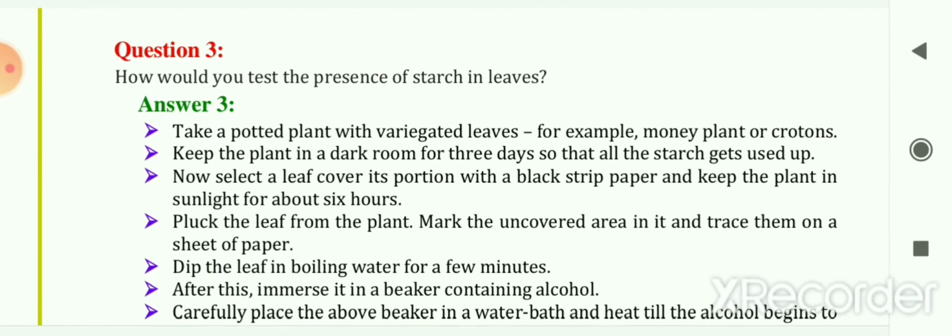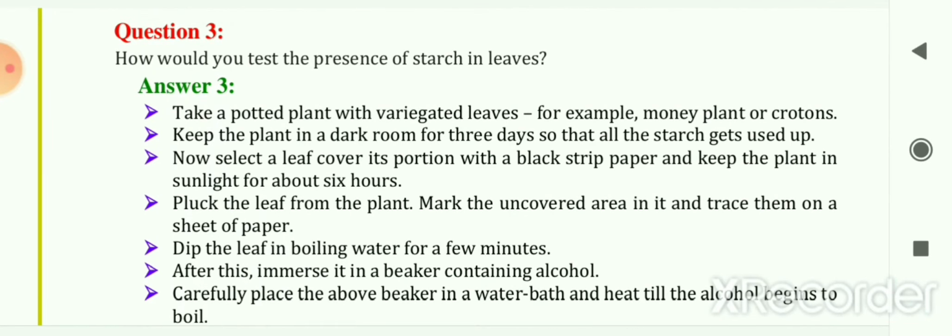The next question is, how would you test the presence of starch in the leaves? So for that, take a potted plant with the variegated leaves, for example money plant or croton, that means colorful leaves. Keep the plant in a dark room for 3 days so that all the starch gets used up.